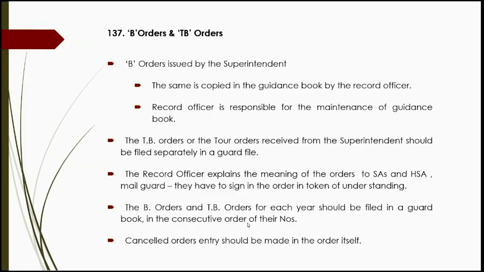Now in a particular year, if they receive many B orders, there are going to be many TB orders. They should be given a consecutive number, and based on the number they are going to be filed serial-wise, or written in the book. If some orders are temporary and are cancelled by the superintendent, the cancelled entry should be made on the order itself.